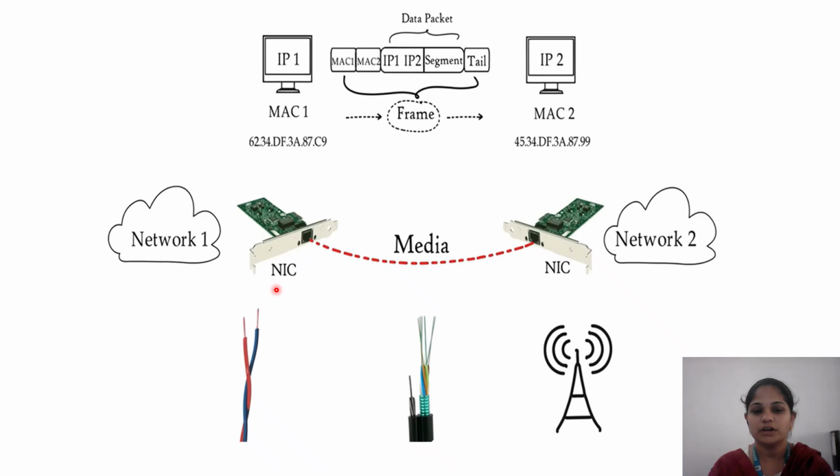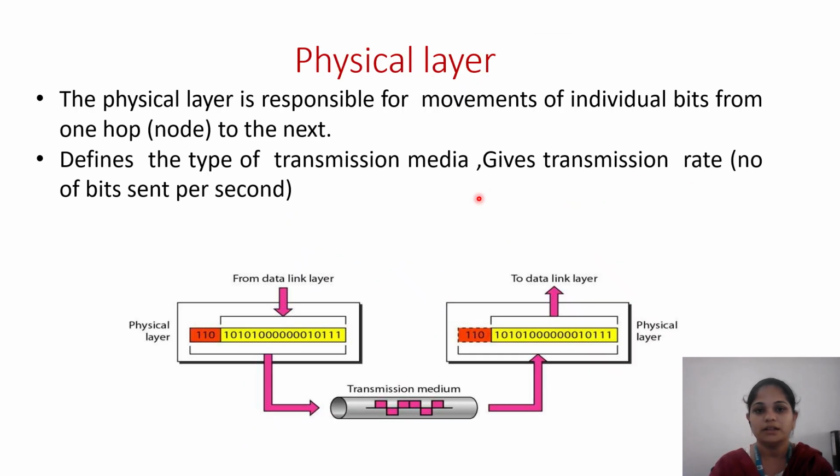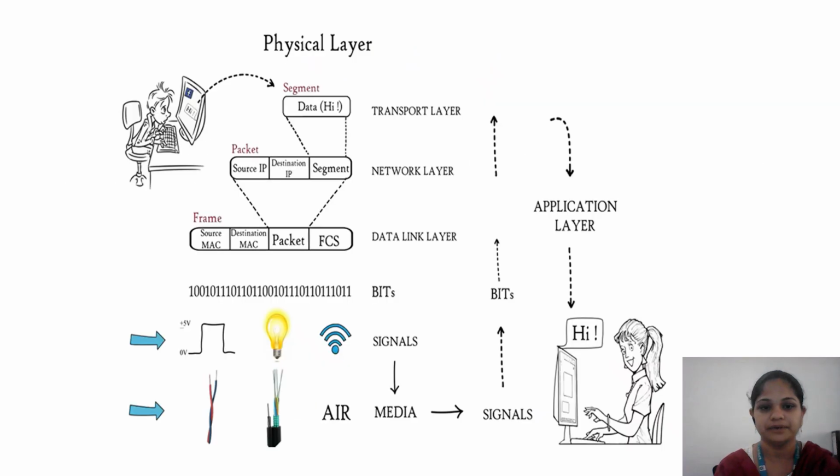This is a network interface card, where the media will be connected. Each network has a different MAC address based on the manufacturer's product. The next one is the physical layer. The physical layer is responsible for moving individual bits from one hop to the next. It defines the type of transmission media and gives the transmission rate. The transmission rate is nothing but the number of bits per second.